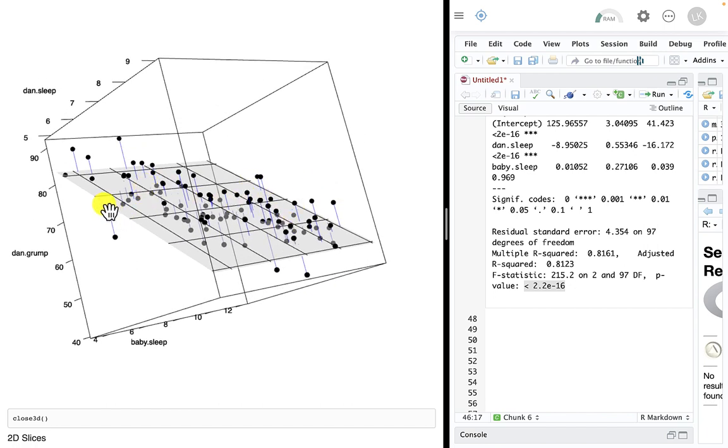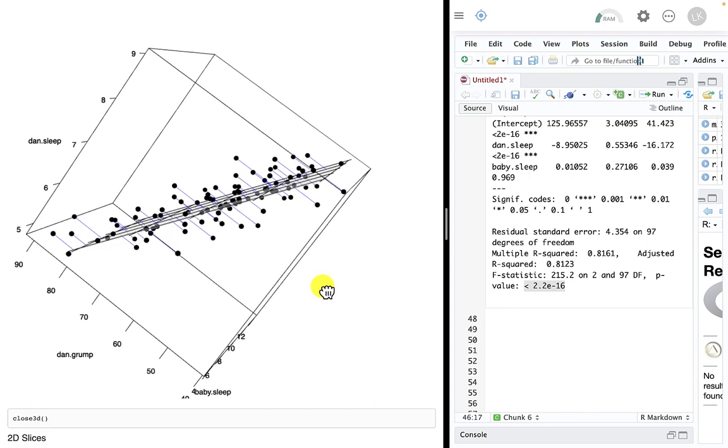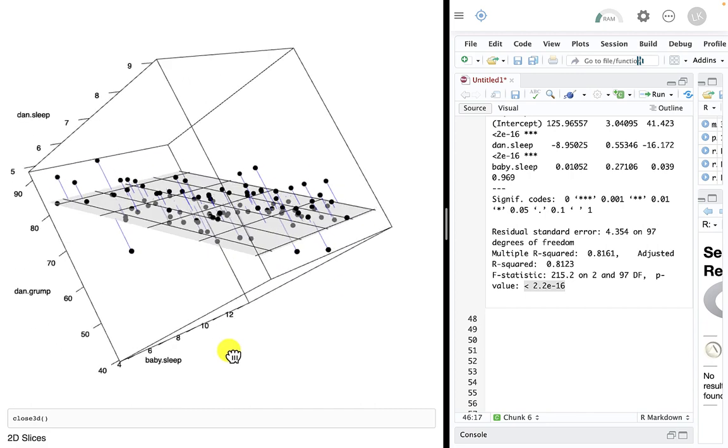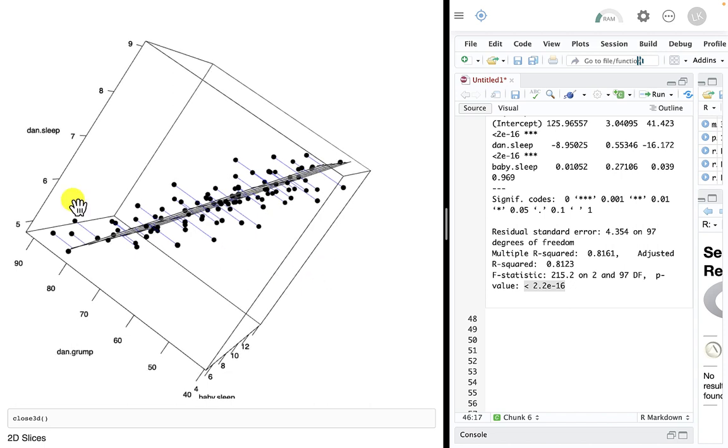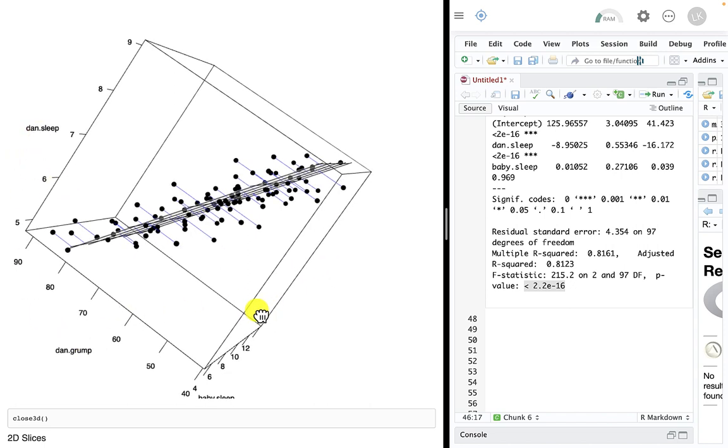And you can see this little purple or blue line segment that goes from each dot. That's our observation in three-space, right? Dan sleep, Dan grump, baby sleep, down to where we would predict it to be, which is the plane. That distance, those blue or purple lines, whatever color they are, those are our residuals.